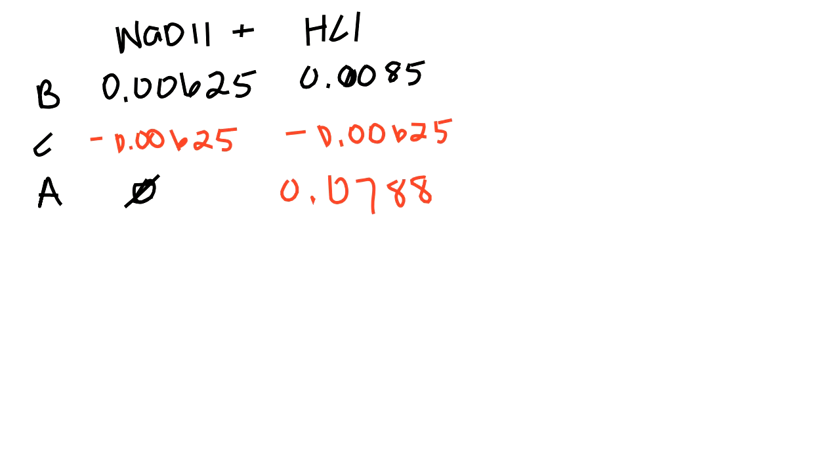And again, we need to convert that into molarity. So we have 0.0788 moles. We added 25 milliliters of sodium hydroxide with 25 milliliters of HCl. So that's 50 milliliters, which is 0.05 liters. And so that gives a molarity of 1.58.